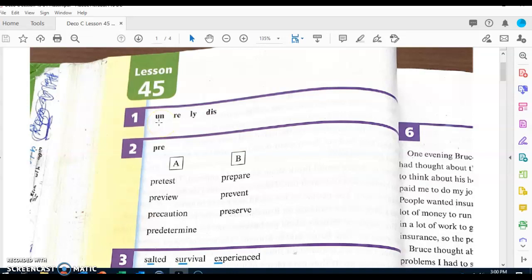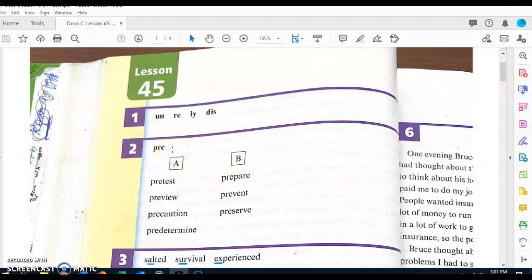Touch the letters UN. What's one meaning of un? Not. Touch the letters RE. What's one meaning of re? Get ready. Again. Touch the letters LY. What's one meaning of ly? Get ready. How something happened. Touch the letters DIS. What's one meaning of dis? Get ready. Not. What's another meaning of dis? Get ready. The opposite of.